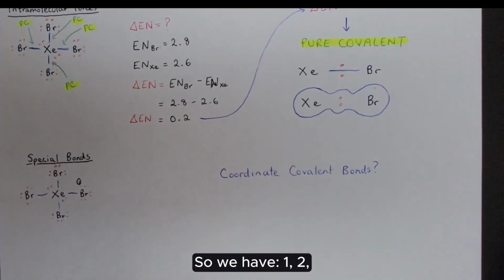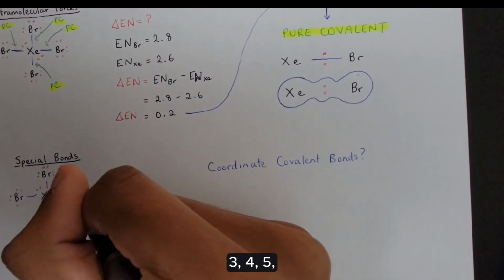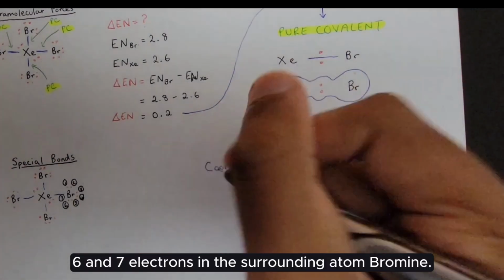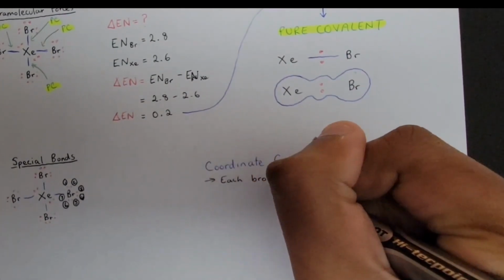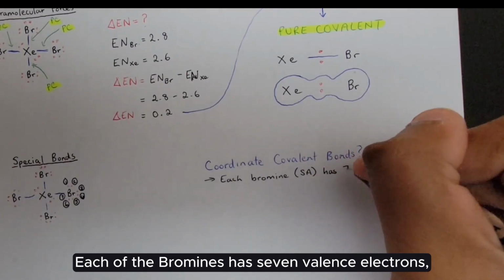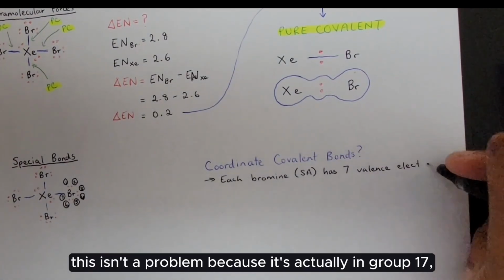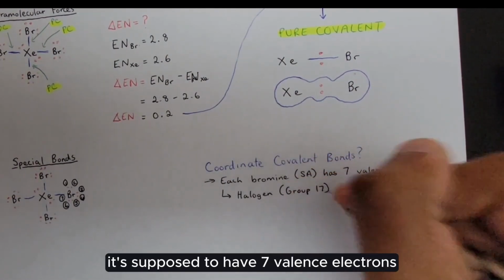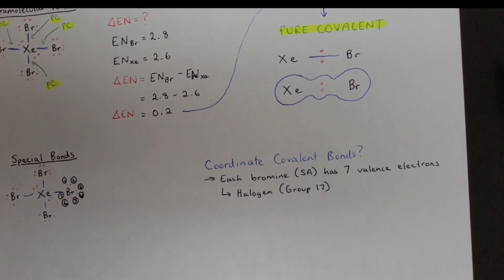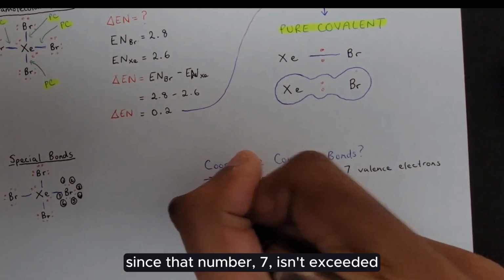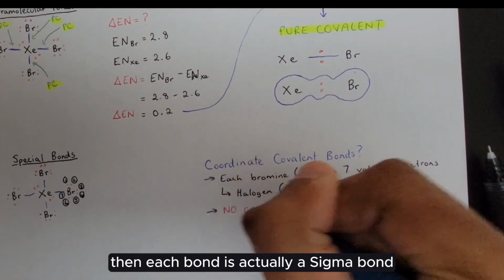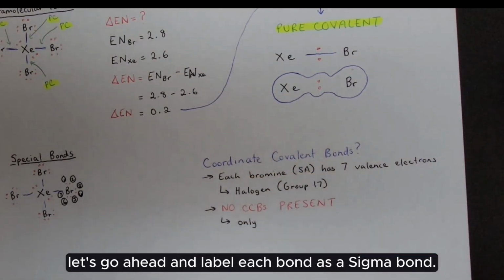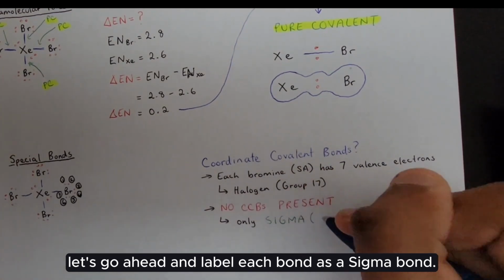it's in. So we have 1, 2, 3, 4, 5, 6, and 7 electrons in the surrounding atom bromine. So each of the bromines has 7 valence electrons. However, this isn't a problem because it's actually in group 17, the halogens, which means it's supposed to have 7 valence electrons. Since that number 7 isn't exceeded, then each bond is actually a sigma bond, not a coordinate covalent bond. In that case, let's go ahead and label each bond as a sigma bond.